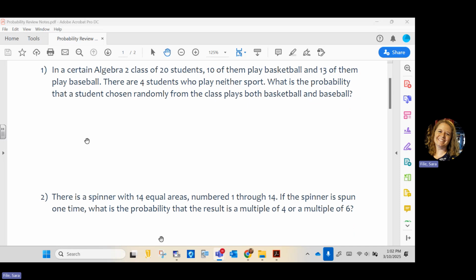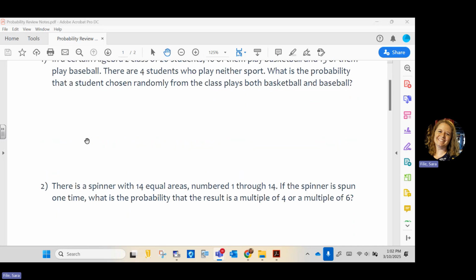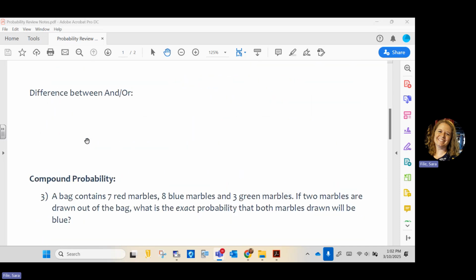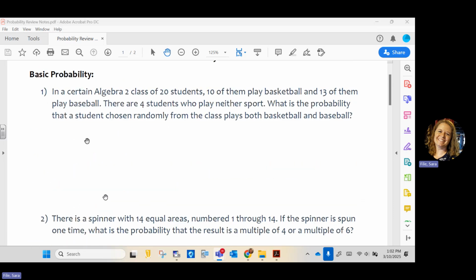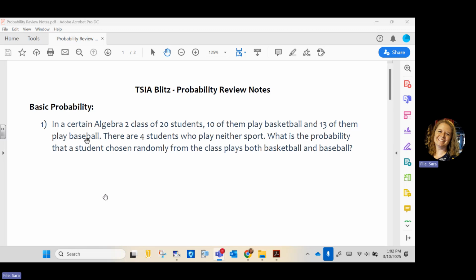So we're going to start with some basic probability questions. We'll talk a little bit then about the difference of and or when we're doing compound probability, and then we'll move on. But just a quick reminder with our basic probability, when you are finding the probability of an event, we use the notation.